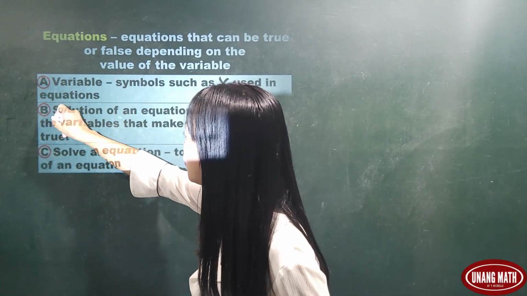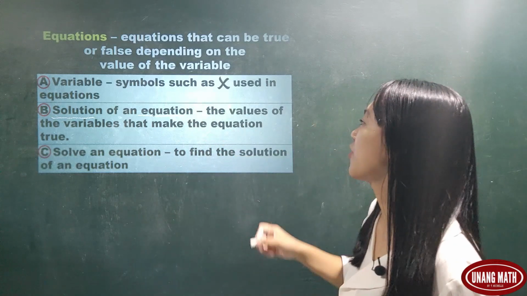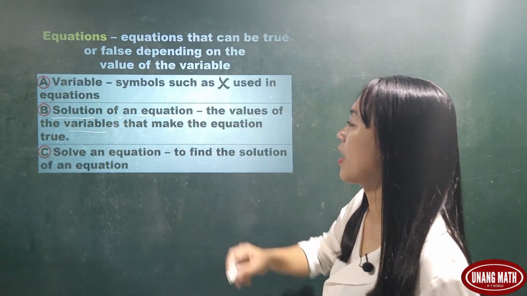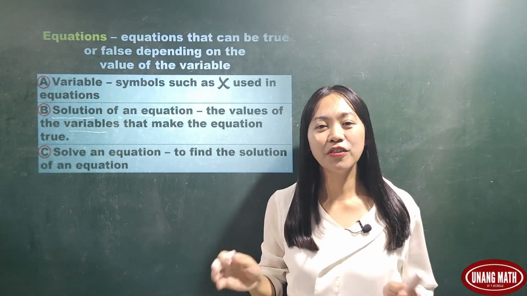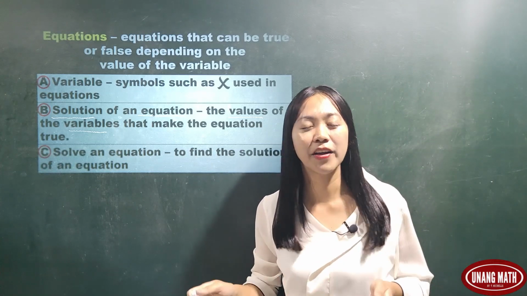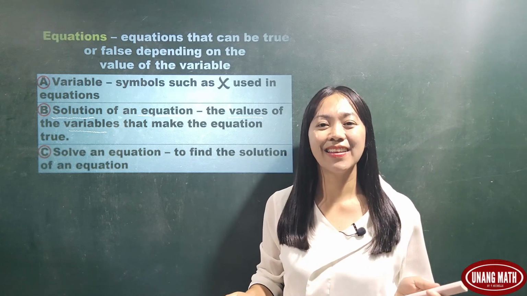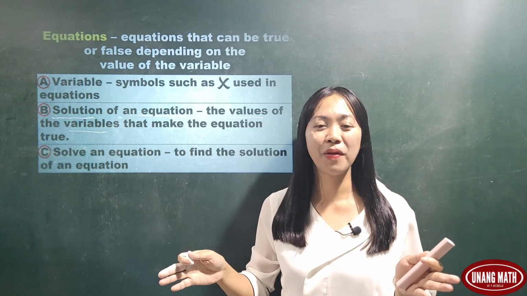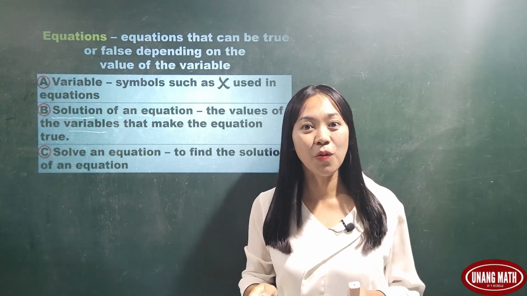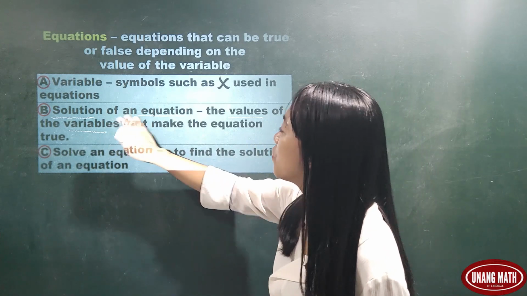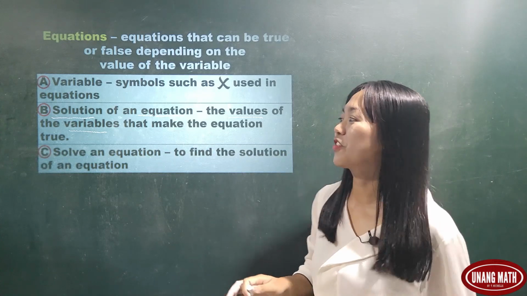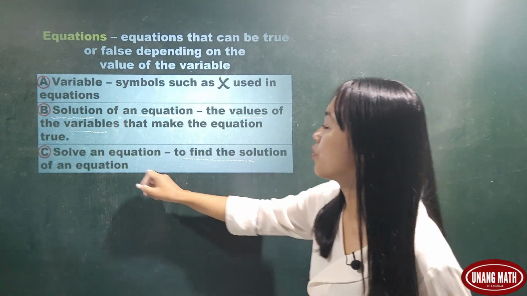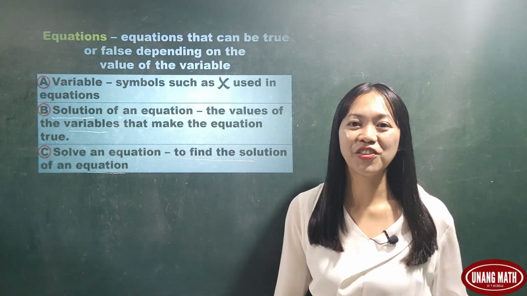When we say solution of an equation, this is the value of the variable that makes the equation true. So after substituting the value of that variable, when the right number and the left number, or the right expression and the left expression, are equal, then that is the solution of an equation. To solve an equation means to find the solution of an equation.